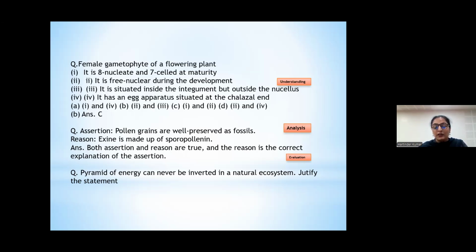Last, pyramid of energy can never be inverted in a natural ecosystem. Justify the statement. Again, they have to give a detailed account to justify this statement. That is, they will be talking about the 10% energy law. They will be drawing the pyramid of energy. They will be giving a food chain. They can correlate it with that shorter the food chain, more is the energy. Longer the food chain, less is the energy. Or we can say vegetarian diet is always better than non-vegetarian diet. So they have to justify the statement. So this is a case of evaluation.